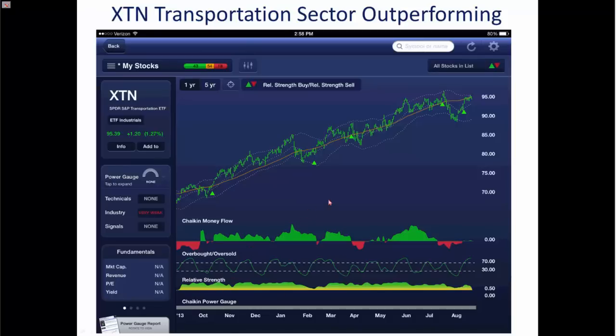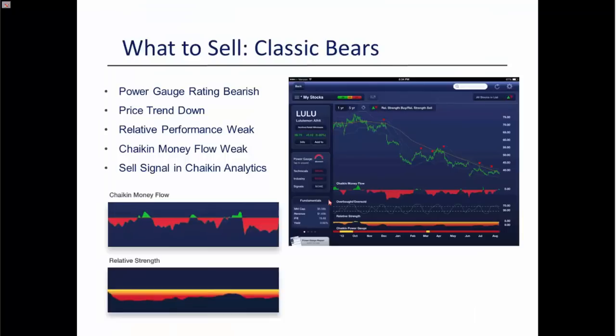So that's your classic bull. The classic bear is the reverse. Power Gauge rating is bearish. The stock's in a downtrend. Relative performance is weak. That's really important. The poster child for that is Lululemon.